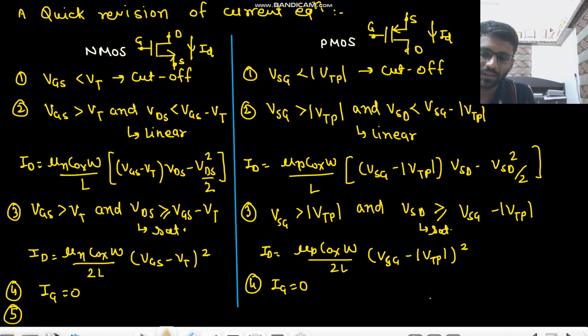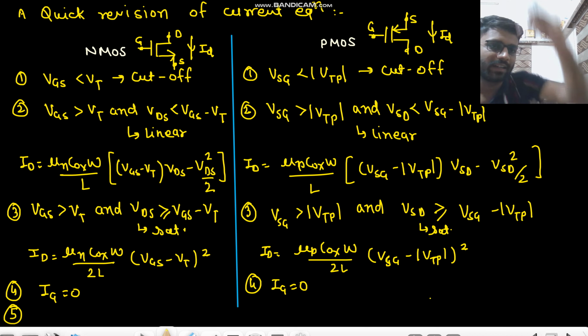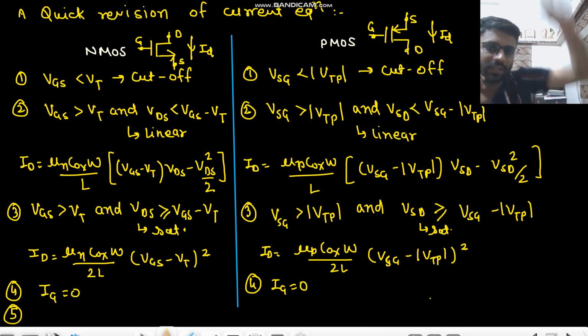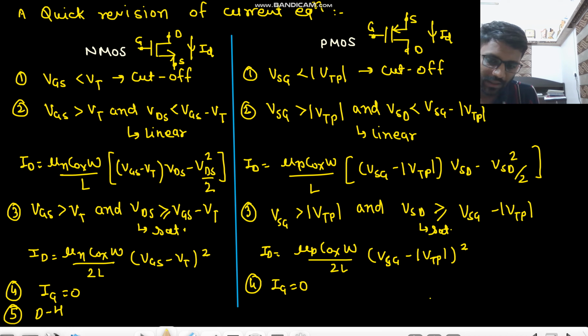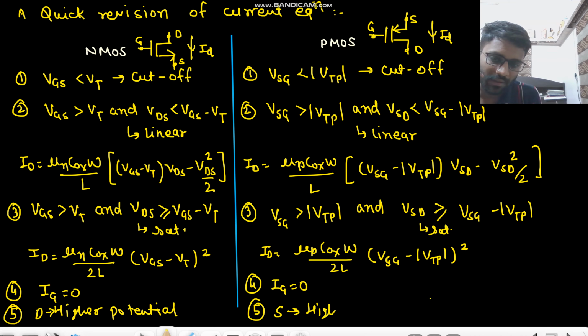Fifth point: drain current and source current are equal. There is no term as source current; they call it drain current only. But whatever the current is flowing, that is flowing in the complete circuit. From up to down, the complete current is being flown. And one more point: in NMOS, drain at higher potential, and in PMOS, source at higher potential.